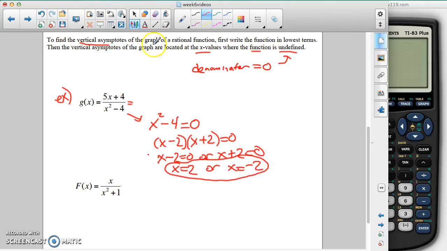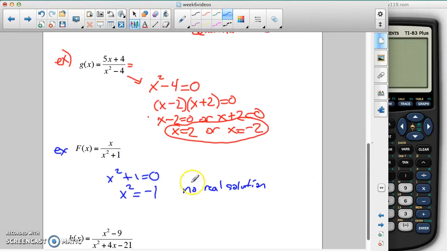Now let's look at my second example here. In my second example, it's been reduced as much as possible. Our denominator is x squared plus 1. We set that equal to 0. This doesn't factor because it's a plus 1, but if we try to solve it by using the square root function, we'd have no real solutions to this equation. We can't have something squared equaling a negative number, so that means that there are no vertical asymptotes here.